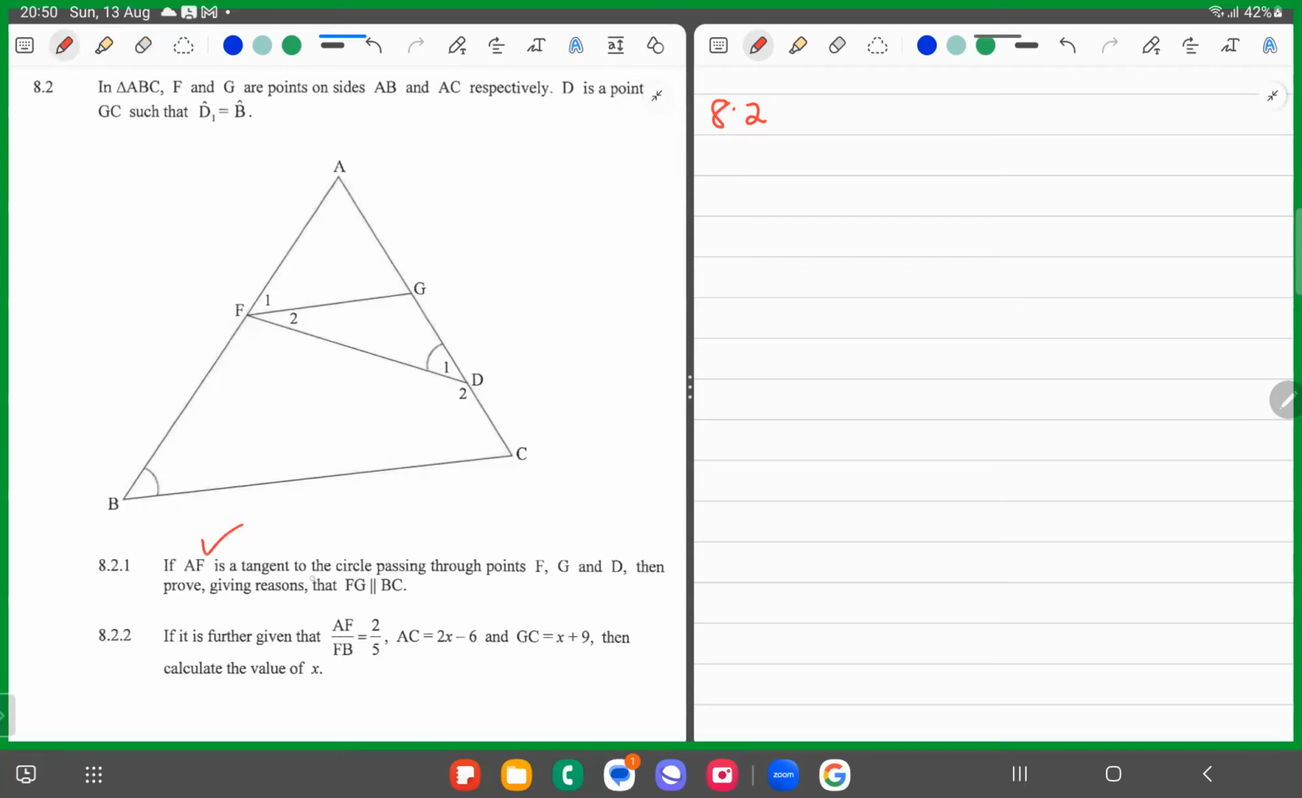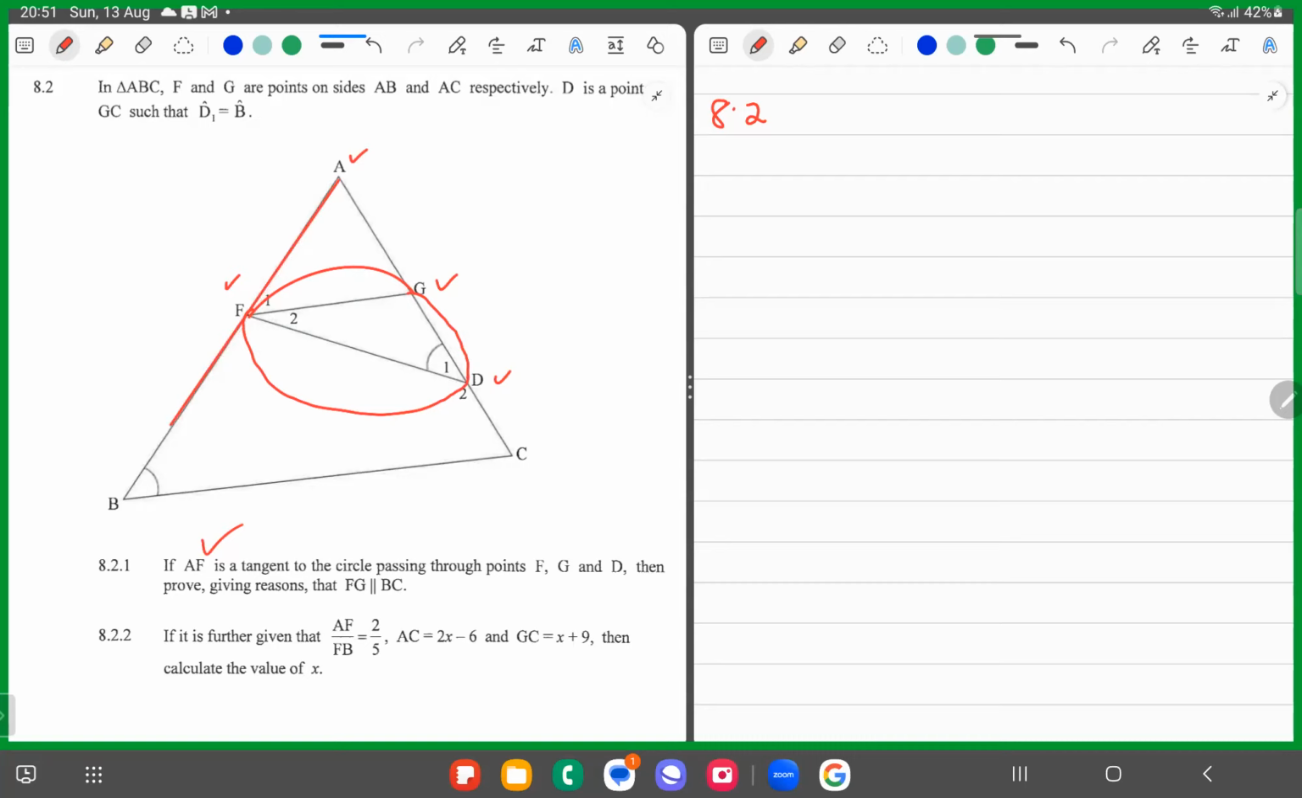If AF is a tangent to the circle, so you have AF is a tangent to the circle passing through points F, G, and D. In other words, there is a circle that passes through the points F, G, and D, and therefore we're assuming that this one is a tangent. Okay, something like that.